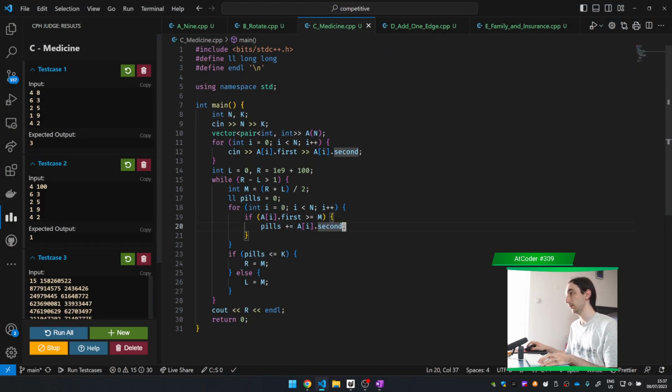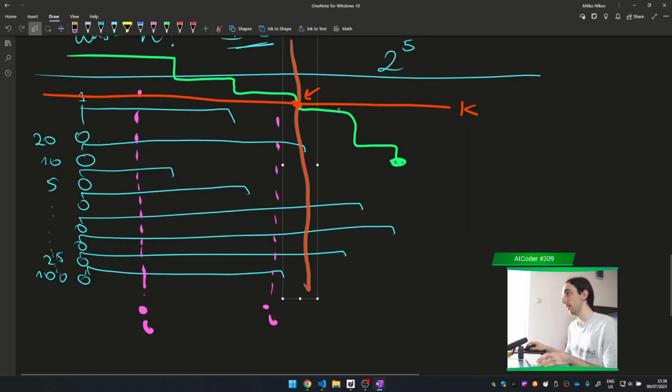A_i pills of the second type. Because this substance has some amount of pills you need to take. And then when these are counted, if they're smaller or equal than k, this means it's valid. So this means it's on this side.